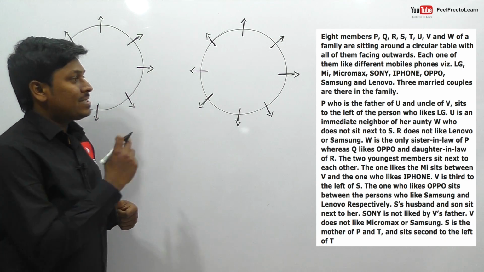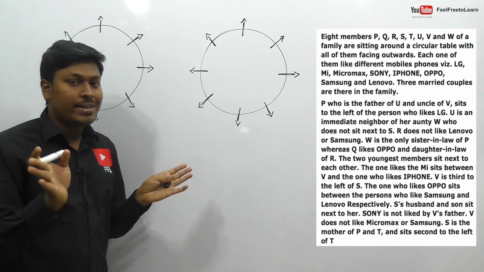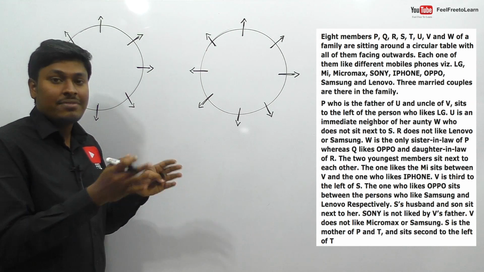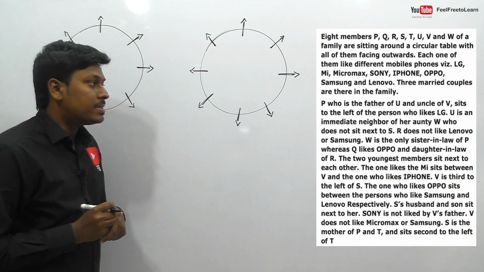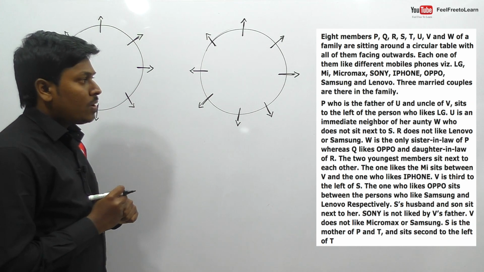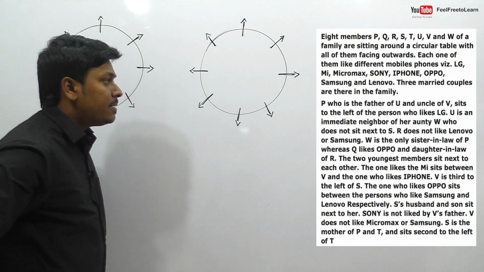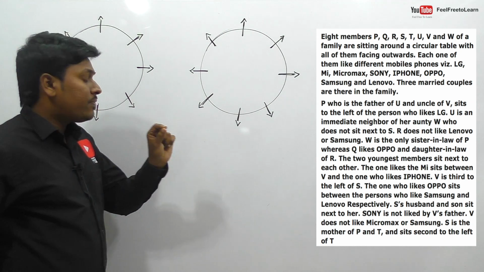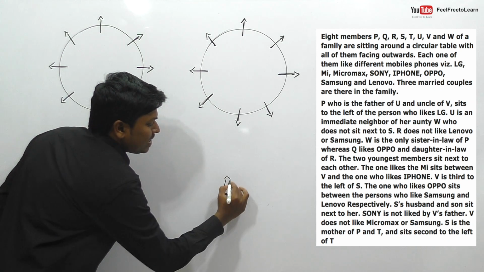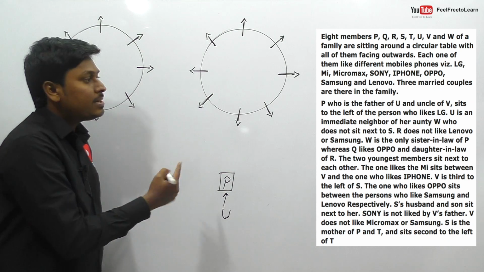So friends, from the first passage we can clearly say that there are totally 8 persons, and all 8 persons are facing outside, and they like different mobile phones, and in the family there are 3 married couples. Okay friends, first point: P, who is the father of U and uncle of R, sits to the left of the person who likes LG. So P is the father of U, so we can say that U has a father P. If P is a father, we know that P is a male, which is denoted by a box. If it is a female, a circle.